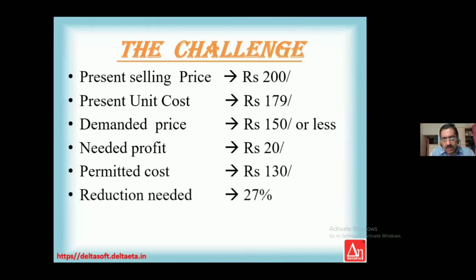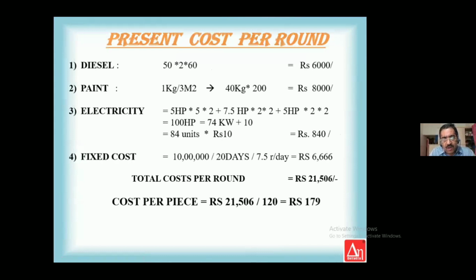Now we all know that when the efficiency is low, the fuel is consumed, but it is just wasted. Now you say 50 liters consumed per hour into 2 hours into 60 rupees per liter. So you are getting a cost of approximately 6,000 rupees per trip, per round.